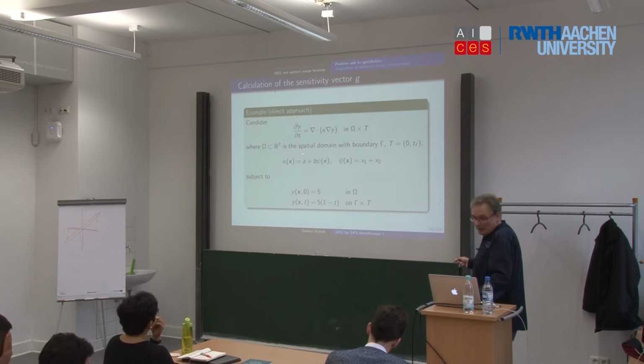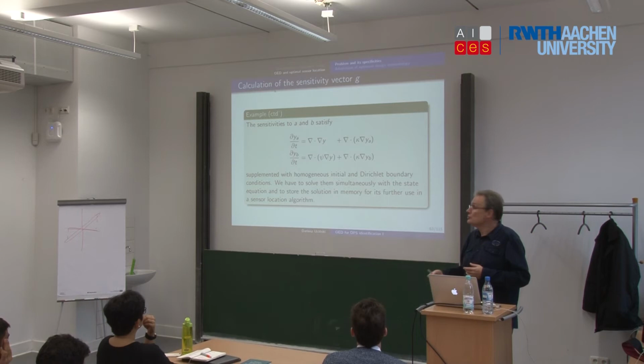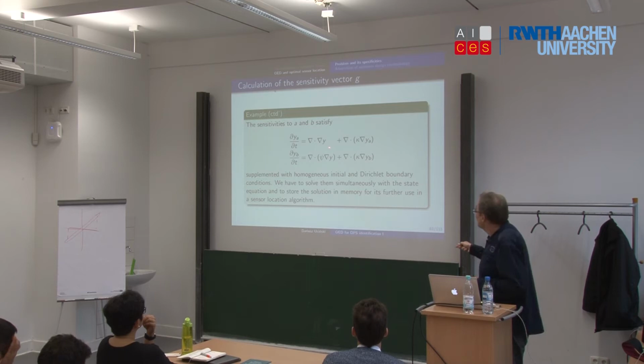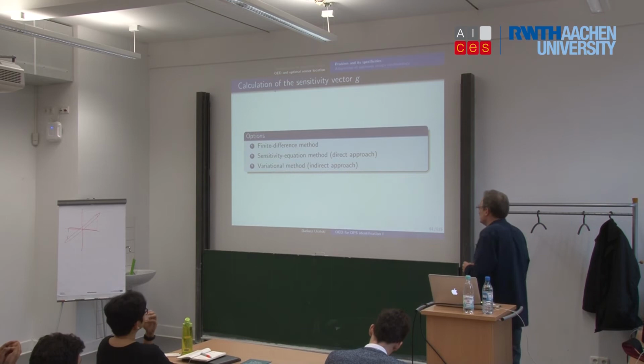How to compute these variables? We solve the original state equation and these two sensitivity equations at the same time. So instead of one state equation, you have three equations which should be solved simultaneously, because in the sensitivity equations you can see the original state variable y. So this is the reason why we solve this simultaneously.